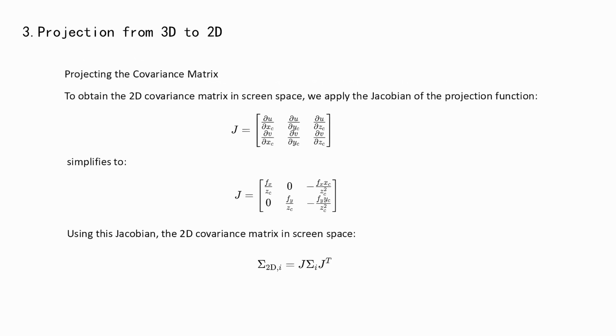Projecting the covariance matrix. To obtain the 2D covariance matrix in screen space, we apply the Jacobian of the projection function as follows. Using this Jacobian, the 2D covariance matrix in screen space is as follows.